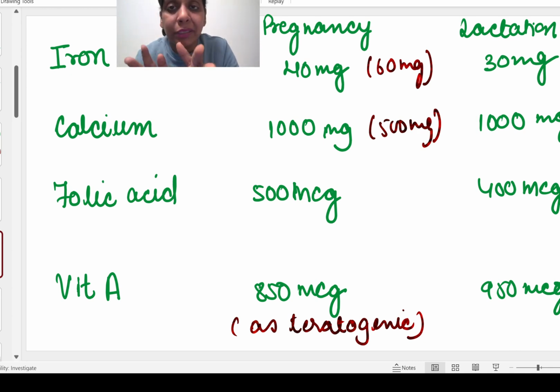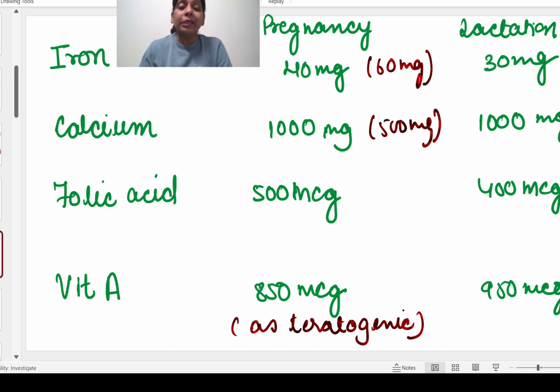So what is required and what we are giving are somewhat different. The iron required is 40 milligram, but we are giving 60 milligram because IDA is very common. The calcium requirement is 1000 milligram, and we are giving 500 milligram because 500 milligram is expected to be met by our diets. Folic acid requirement is 500 microgram and vitamin A requirement is 850 mics.